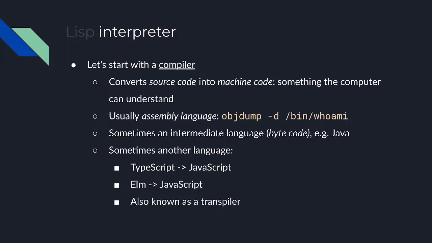Sometimes compilers convert your source code into another language. For example, if there are any web developers here, if you use TypeScript, which I applaud you for, the TypeScript compiler compiles TypeScript down into JavaScript, because your web browser actually doesn't understand TypeScript, but it does understand JavaScript.